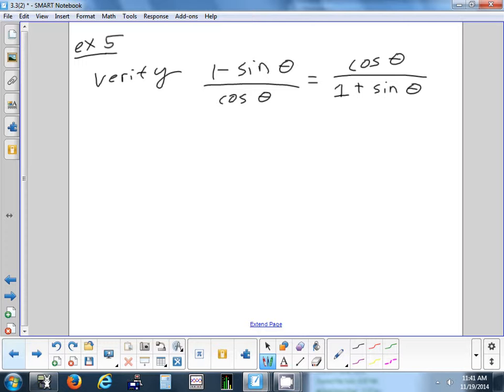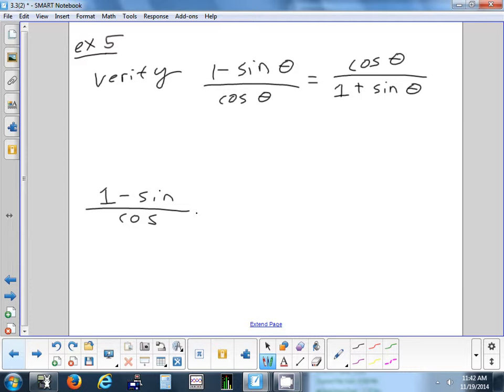Let's take what's on the left: 1 minus sine over cosine. How about changing to sines and cosines? It's already done, so changing to sines and cosines won't help. How about a common denominator? Will that work? Have I written down something that has 2 different denominators right now? No. There already is a common denominator. It's a cosine. So what's the only trick we have left?